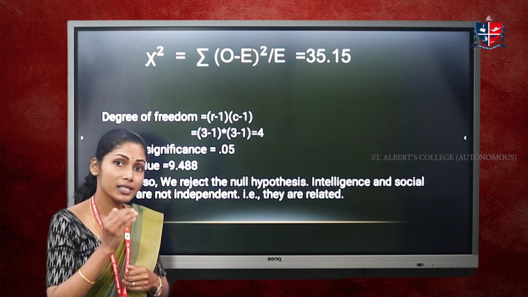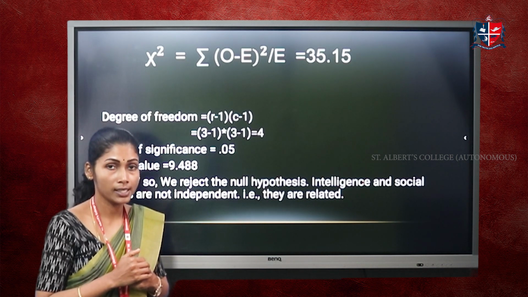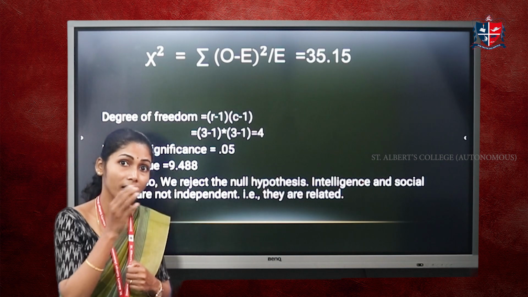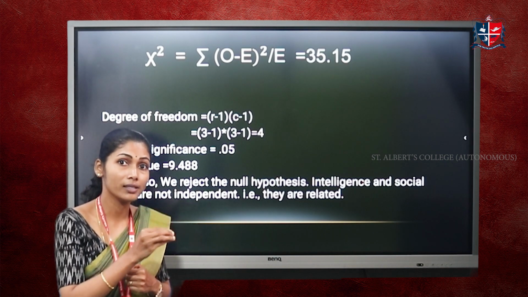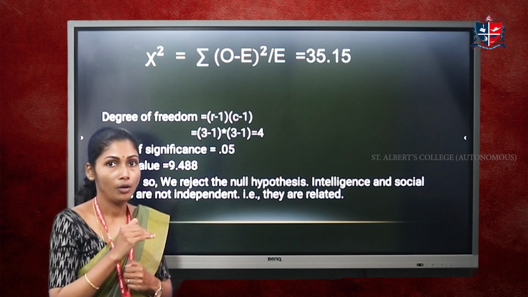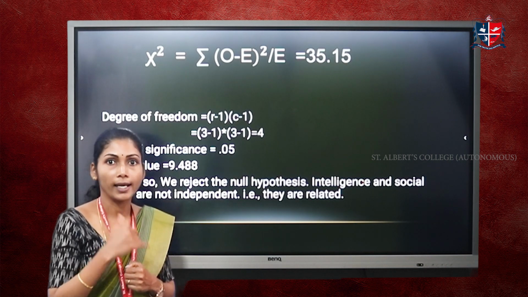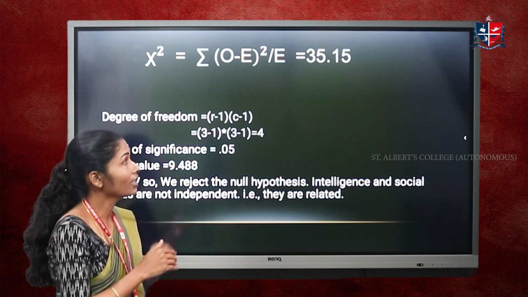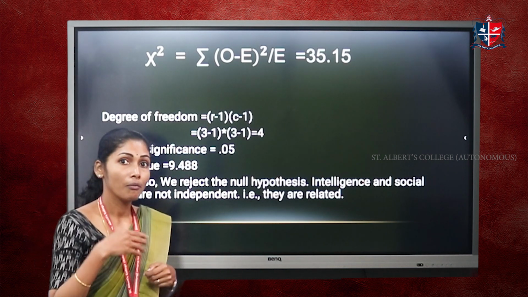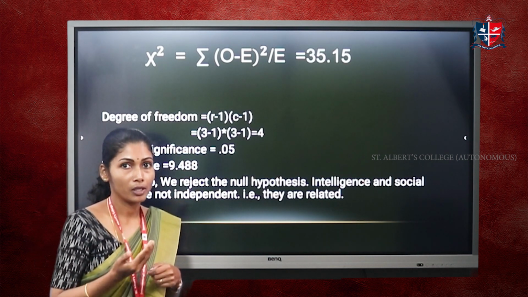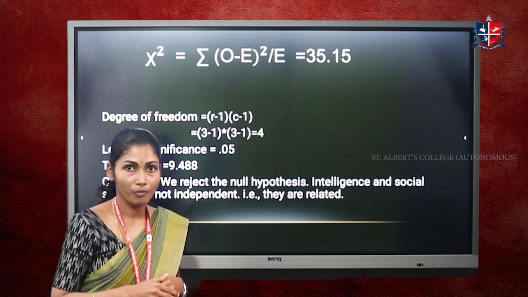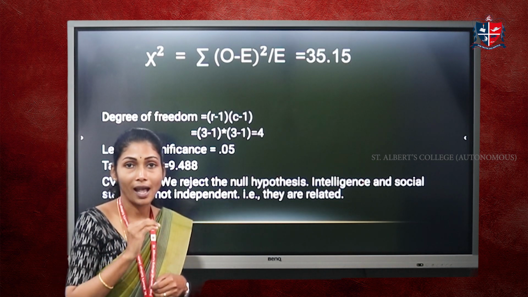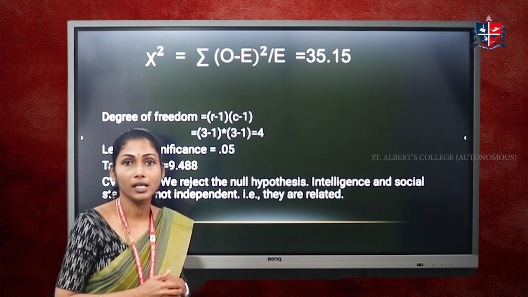So we reject the null hypothesis, because we accept the null hypothesis only when the calculated value is less than the table value. In that situation, we can accept the null hypothesis. But here in this question, the calculated value is more compared to the table value. So we reject the null hypothesis and we accept the alternative one.